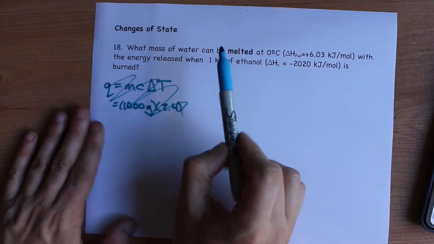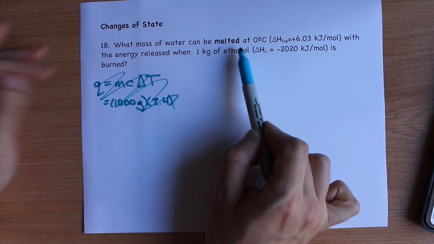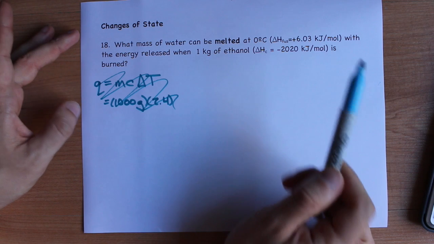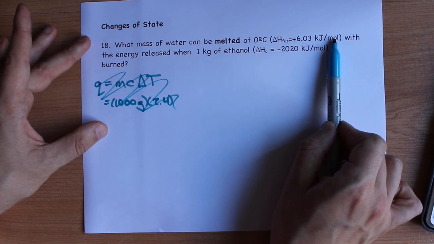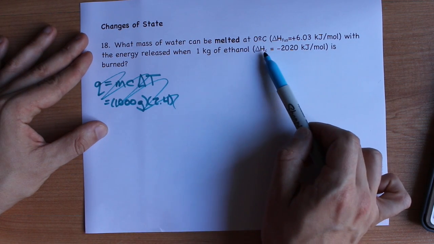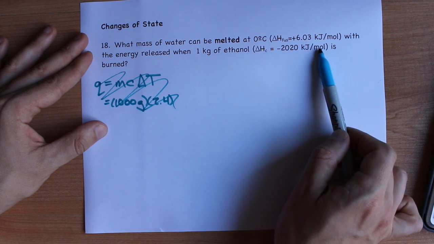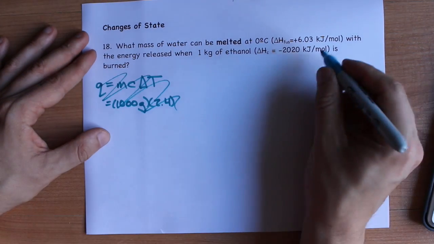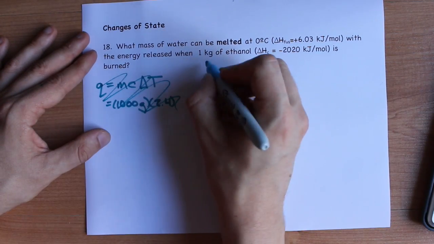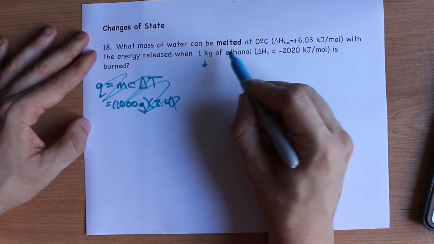We need to figure out what mass of water can be melted when you burn a kilogram of ethanol. We're given the amount of energy required to melt a mole of water, and we're given the amount of energy released when you combust, that's what the little C here is for, one mole of ethanol. So, we are going to have to figure out how many moles 1 kilogram is, and then we'll get how much heat is released when we burn it.